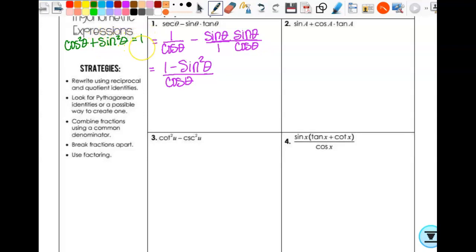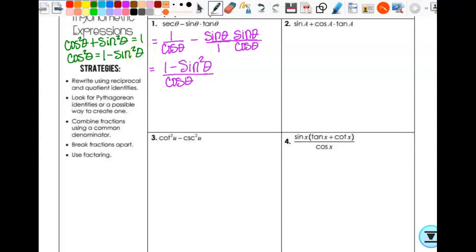equals 1. Now, I could solve that for sine and then substitute something in, but I can see that if I subtract sine squared from both sides, I will have cosine squared theta equals 1 minus sine squared theta.